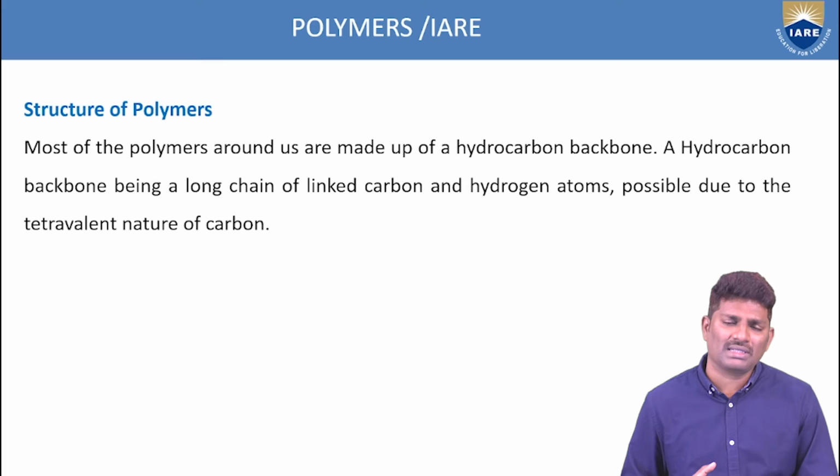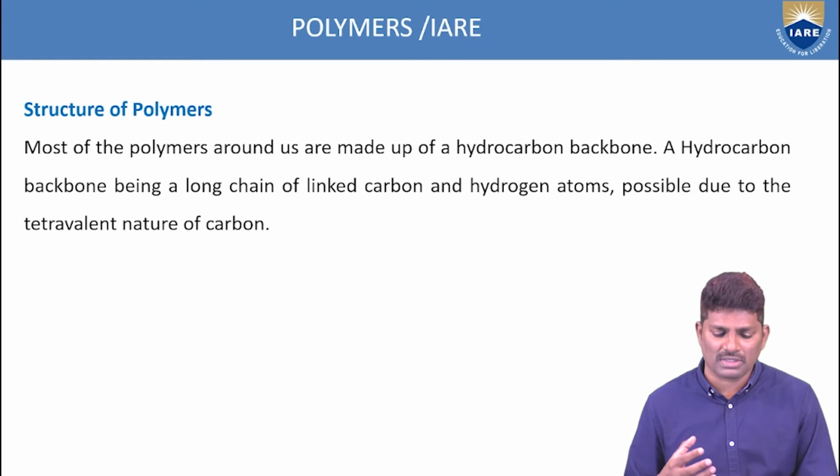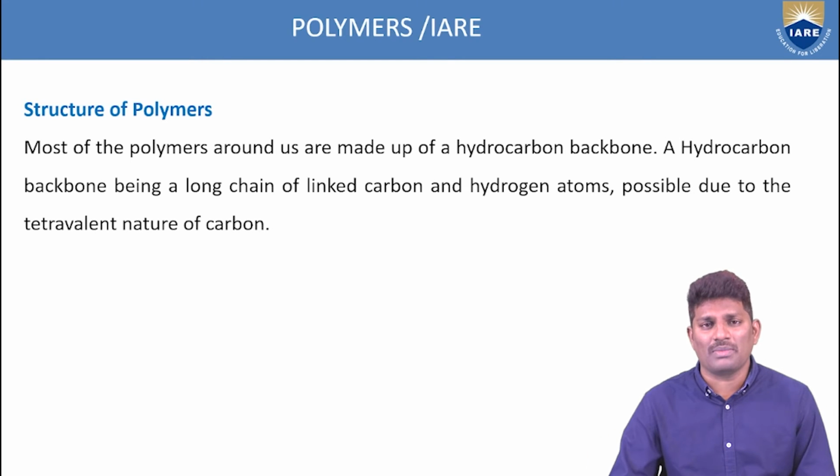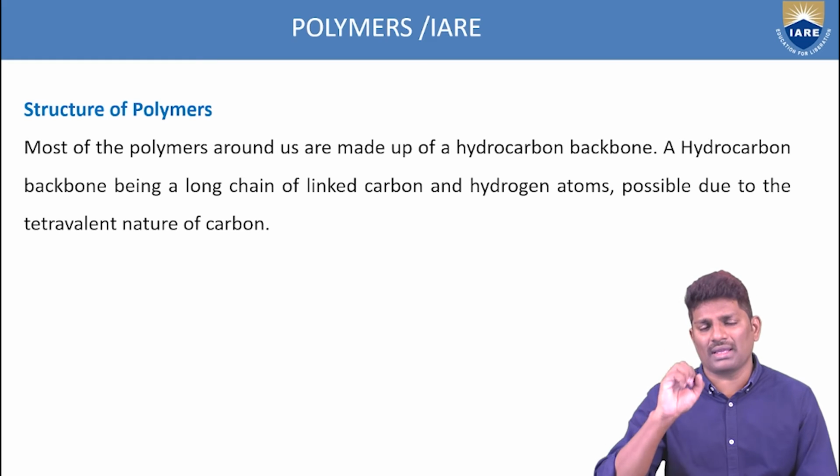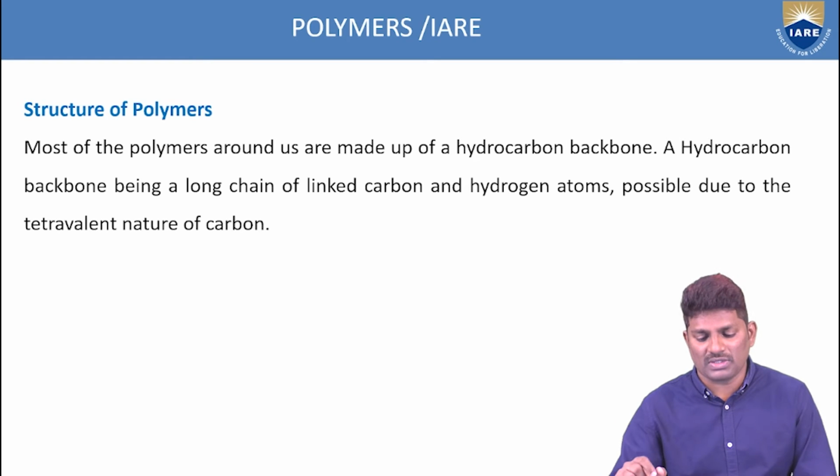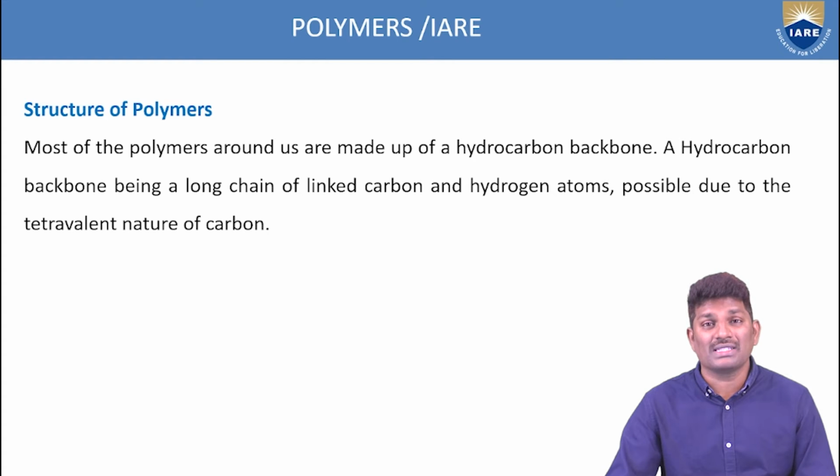Now coming to the basic structure of the polymer, what does the basic structure of the polymer mean? Most of the polymers around us are made up of a hydrocarbon backbone. Most of the polymers which are prepared have a hydrocarbon backbone, similar to our backbone or spinal cord structure. It looks like the structure of a backbone. That's why it is called a hydrocarbon backbone, a long chain of linked carbon and hydrogen atoms.